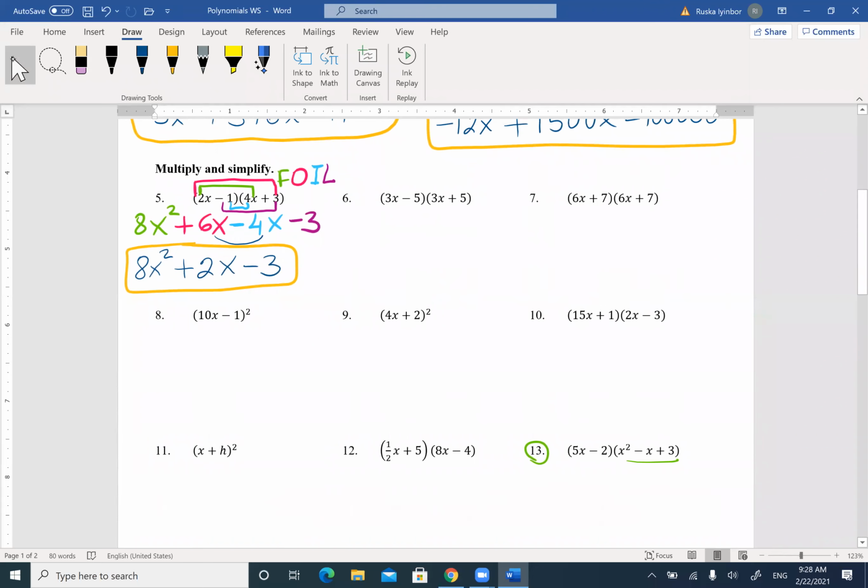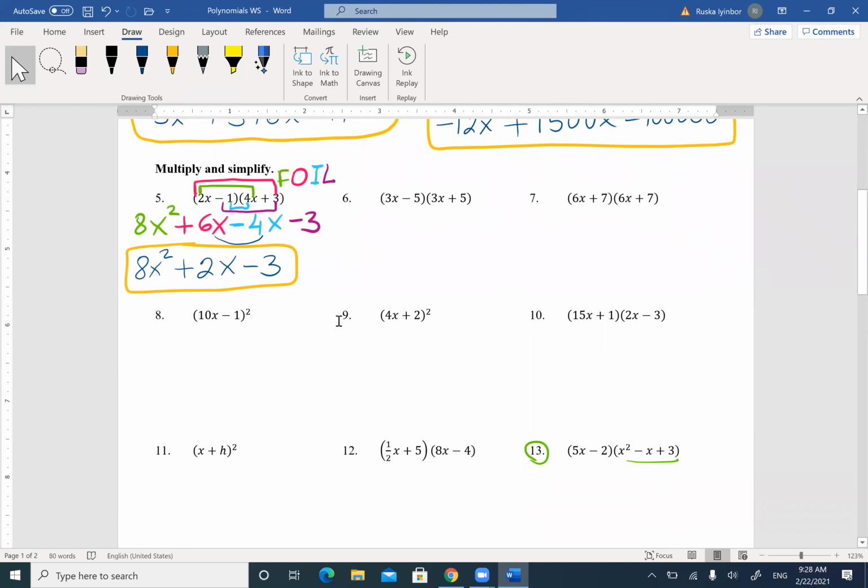Everybody understand that? So pretty much when you multiply, you do everything by everything you have to multiply. Okay? Any questions on FOIL? No, ma'am. No? Okay. Now, number 8, number 9, and number 11, they look a little different.